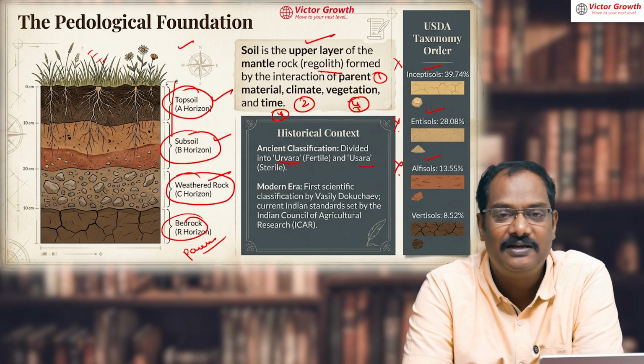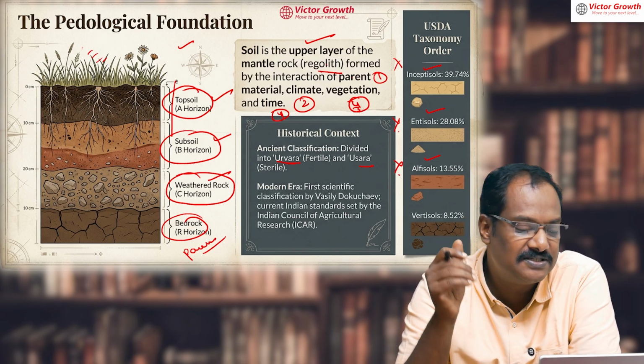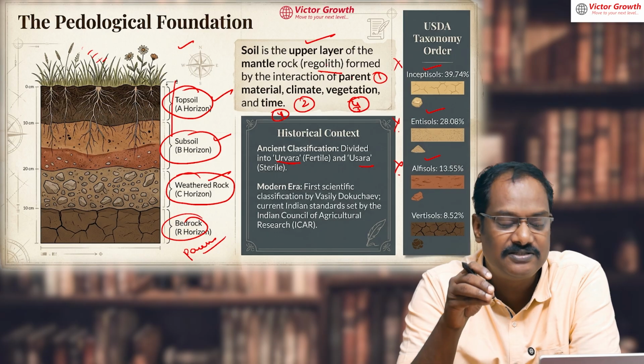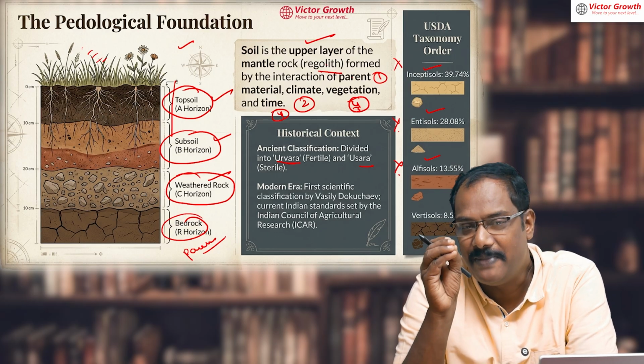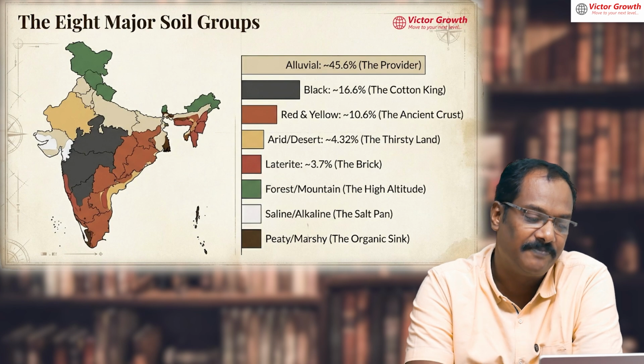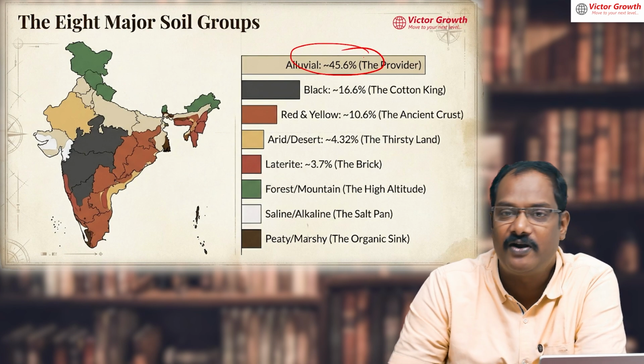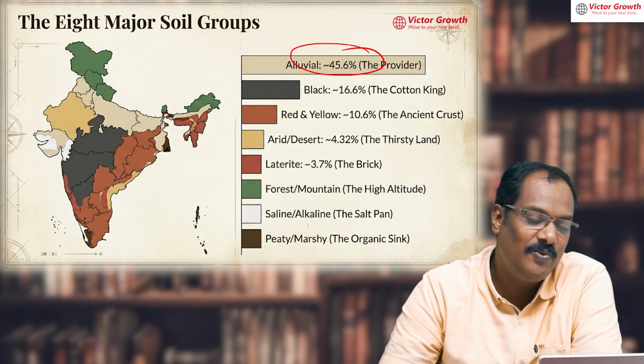Now you understand the soil profile. When you dig vertically into the land, there is the A horizon, B horizon, C horizon, and D horizon. The D horizon, or R horizon, is the parent rock from which that soil is formed. A very important factor in soil formation. Among all the major soils, look at alluvial soil. Around 40% of Indian soil is alluvial soil.